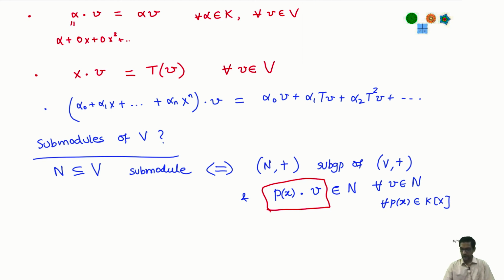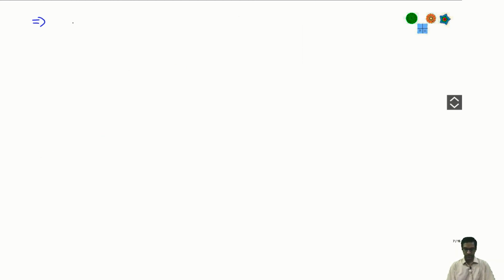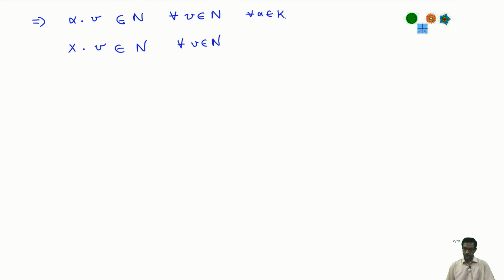So in particular the second condition means, if I take a constant or if I take x, these two types of polynomials, I act them on v, the answer is again in N, for all v in N. This is for all scalars alpha in K. Okay, so what do I conclude? The first condition says that if I take a vector from N and I multiply it by any scalar from K, the answer is again in N.